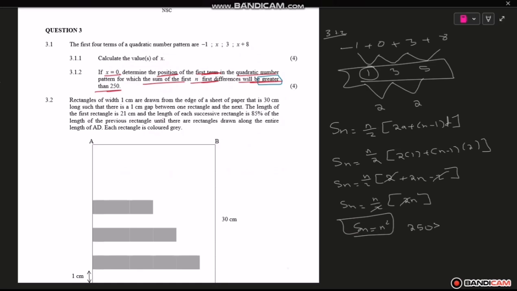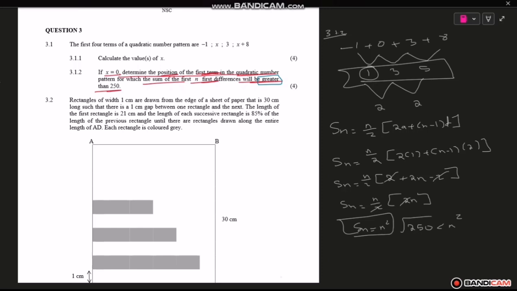So this sum of the first differences must be greater than this 250, meaning it must be Sn greater than 250, meaning n squared greater than 250, if you can actually understand the statement written in 3.1.2. I hope that makes sense. So meaning 250 is less than n squared, or n squared is greater than 250. Then you solve for n here. I hope it makes sense.